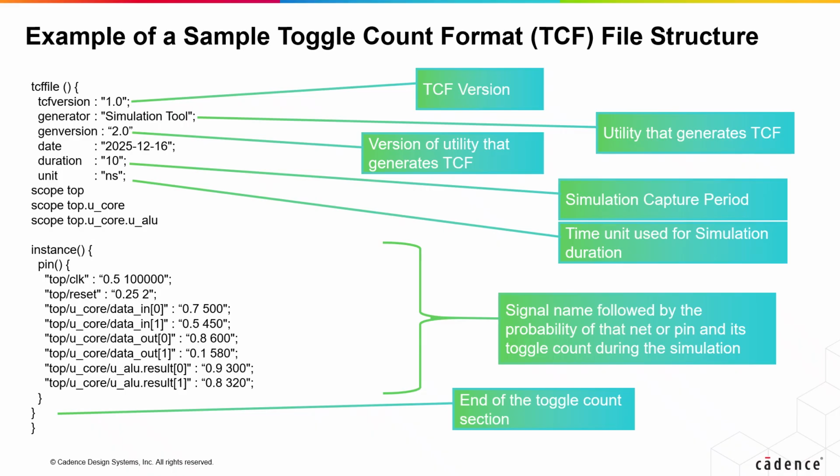Finally, the end of the toggle count section marks the completion of activity data for the design. Power analysis tools parse this information and correlate it with the physical and logical characteristics of the cells to compute dynamic power accurately. By preserving hierarchy and providing explicit toggle and probability data, the TCF format ensures high fidelity between simulated behavior and power estimation results, making it a reliable input for low-power analysis and optimization workflows.